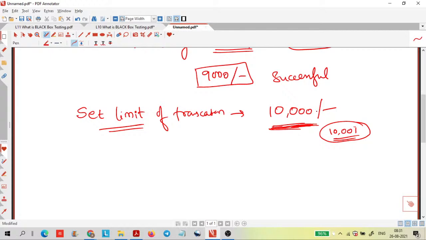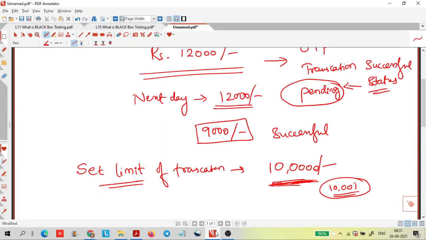Suppose there is a mistake, and instead of 10,000, it is set to 1 lakh. By mistake, if we set that, then it allows transactions up to 1 lakh. So testing is very important in terms of banking transactions or any software product that deals with these transactions, banking software and all. So testing is very important.